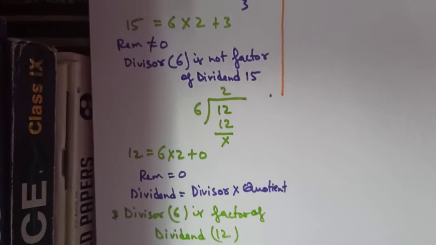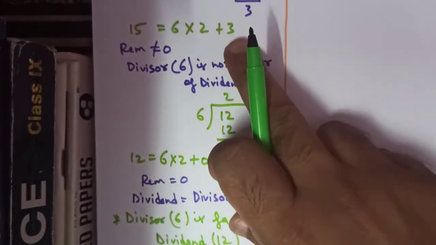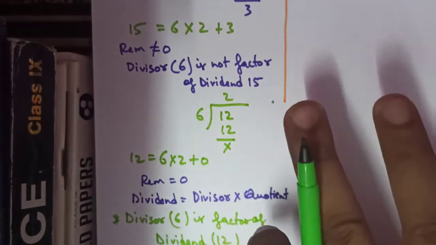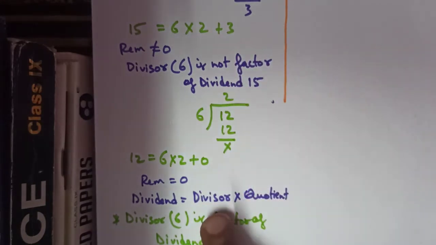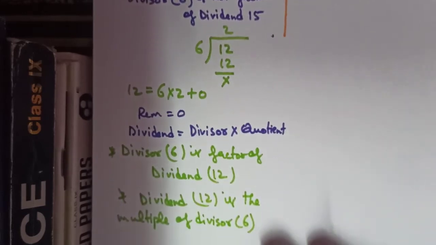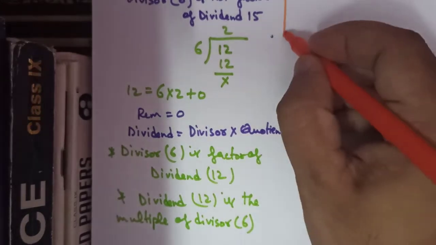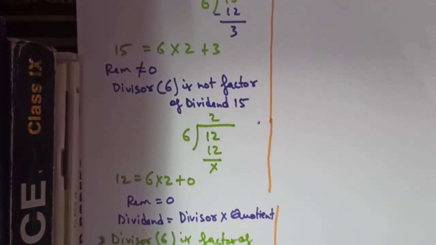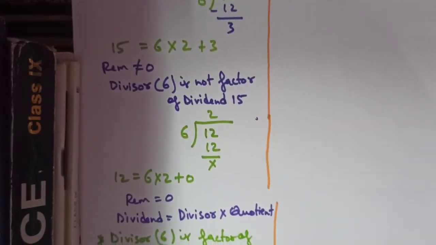In the first case I have shown you the remainder is not equal to 0. When the remainder is not equal to 0, then the divisor is not a factor of the dividend, and when the remainder is equal to 0, then the divisor is a factor of the dividend, and the dividend is a multiple of the divisor. I hope this is clear. Now the same thing we will look at in terms of polynomials. In terms of polynomials also the same thing is followed.